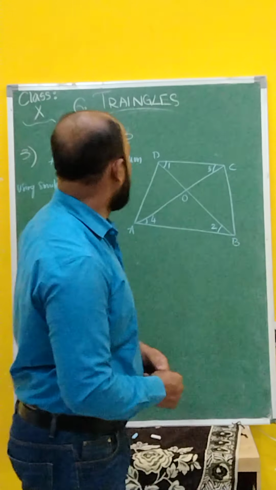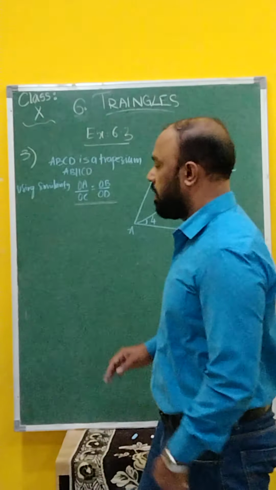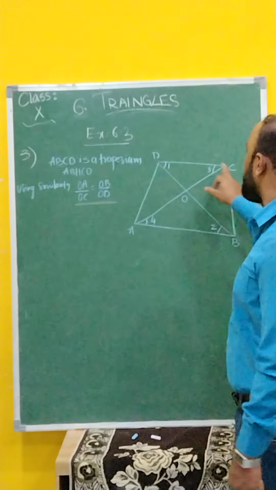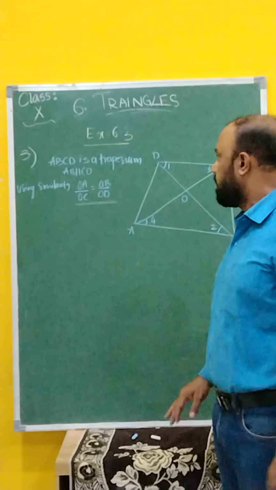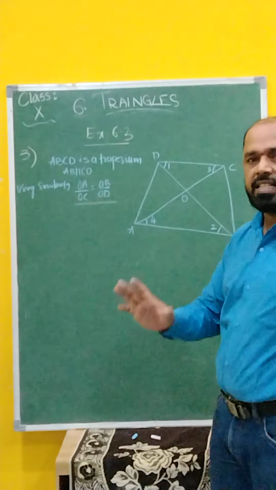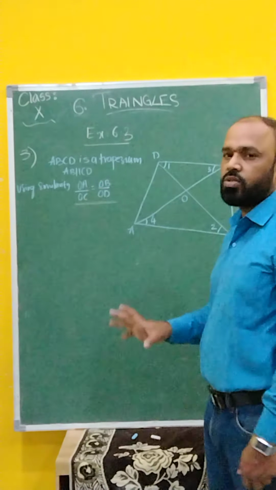Students, now we'll go for question number 3 in exercise 6.3. Read the question, listen properly everyone. ABCD is a trapezium. In that, AB is parallel to CD. That is, in a trapezium two sides are parallel, that is AB parallel to CD.